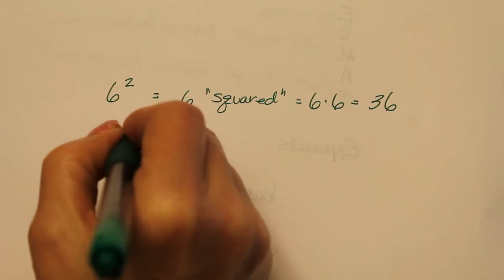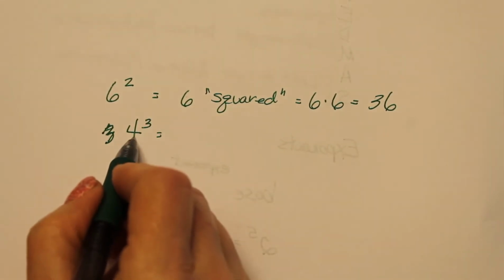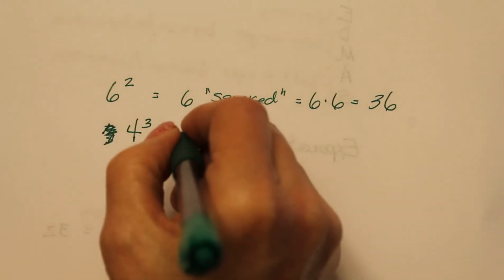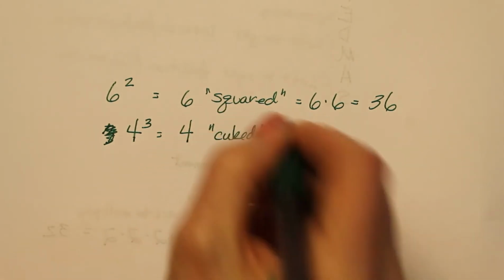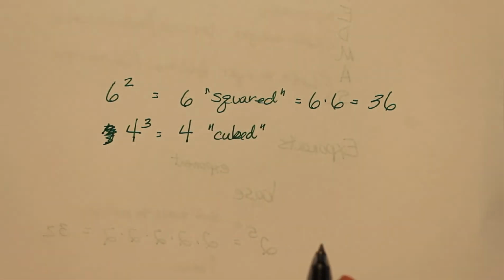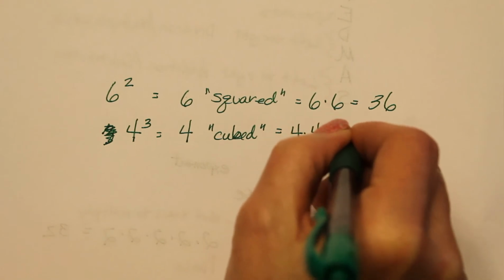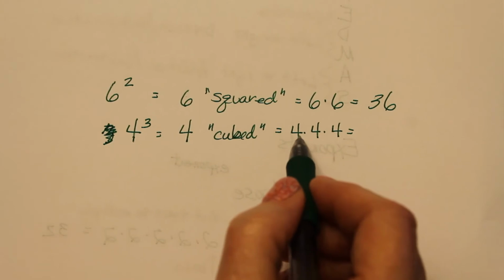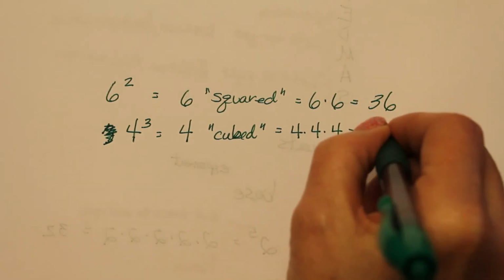Let me say 4 to the third. That could be 4 raised to the third. Or the special word for raised to the third is cubed. Cubed means to the third, which would be 4 multiplied by itself 3 times. So 4 times 4 is 16. 16 times 4 is 64.